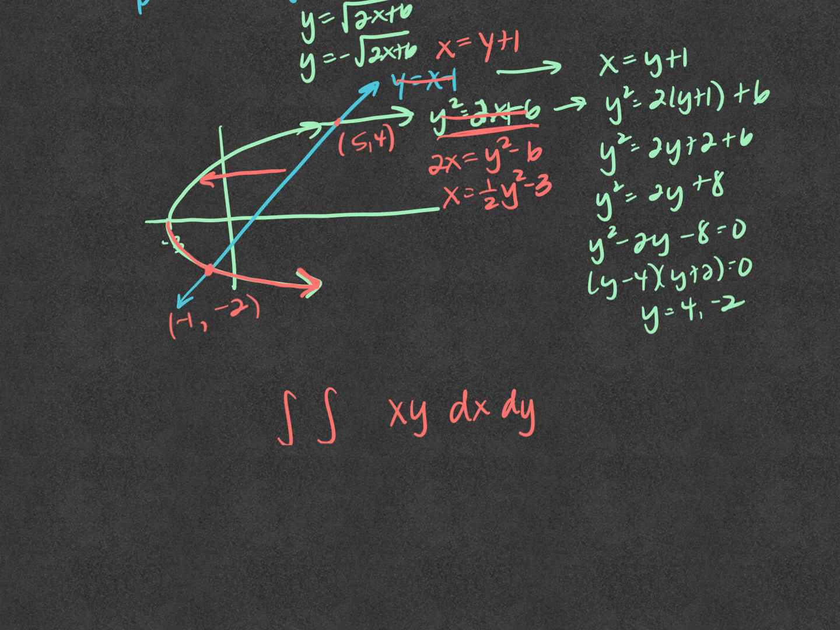And our x boundaries are these equations. So here's the parabola, remember we're reading it from right to left. So our parabola is our lower boundary. So we have 1/2 y squared minus 3. Minus 3, not plus 3. And then up at the top here, our upper boundary is going to be y plus 1.